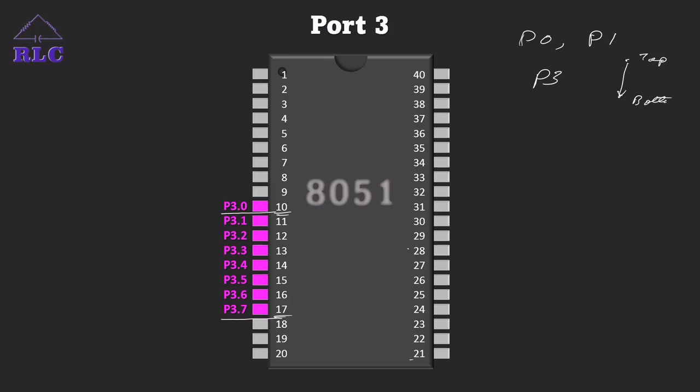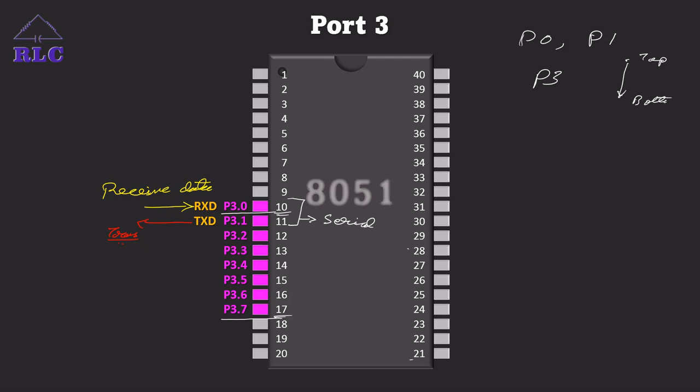Port 3 is also a multifunctionality port, where P3.0 and P3.1 are used for serial communication. P3.0 is the RxD pin, which receives the data, and the TxD pin is the one which transmits the data. That means for serial communication, the P3.0 and P3.1 pins are being used.